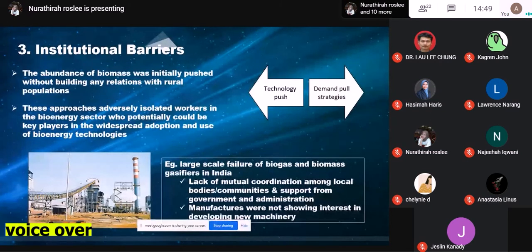demand push strategy has proven significantly problematic in terms of stakeholder requirements and economic benefits, which influence the development of bioenergy technology. For example, a large-scale failure of biogas and biomass gasifiers in India happened due to the lack of mutual coordination among local bodies, communities, and support from government and administration. On top of that, the manufacturers were not showing interest in developing the new machinery as they forecast a potential lack of a future market for it.